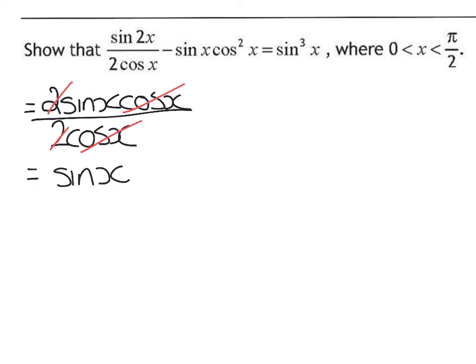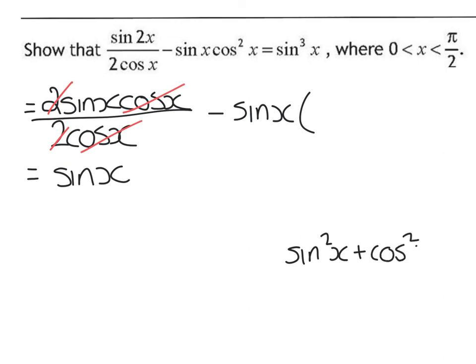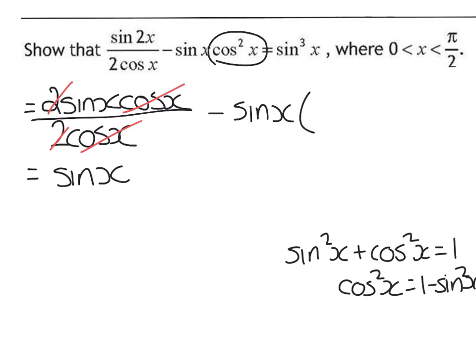Okay. Now let's look at this next bit. So I've got minus sine x. Then I've got cos squared. Now, this isn't part of Higher. This is part of National 5. At National 5, we teach you that sine squared plus cos squared equals 1. And from that, you can rearrange it and say, well, that means that cos squared is 1 minus sine squared. So I'm actually going to replace this bit here, cos squared, with 1 minus sine squared.